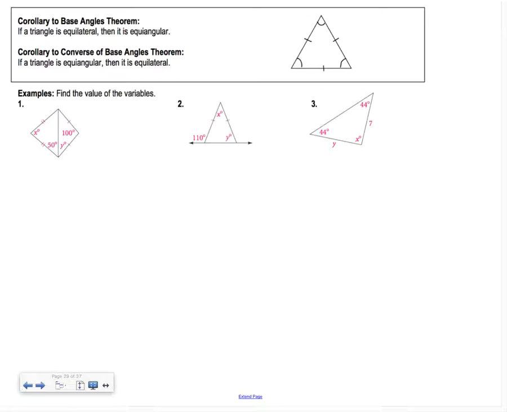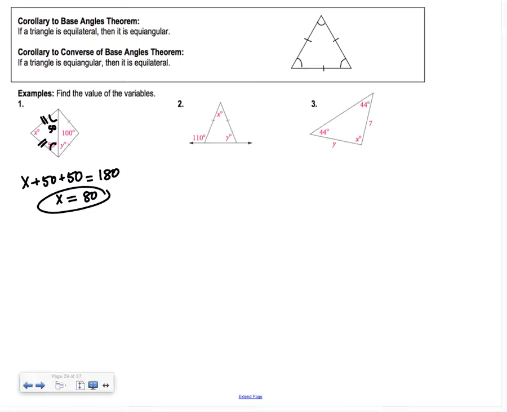Okay, so these are kind of the complicated drawings that I was talking about. Starts out pretty easy. It says find the value of the variables. So we have markings. If I have these two markings in, it means I have an isosceles triangle. So that means that this angle and this angle have to be the same. So we put a 50 there. Then we can find x because x plus 50 plus 50 has to equal 180 by the triangle sum theorem. So we get x plus 100 equals 180. So x is equal to 80.